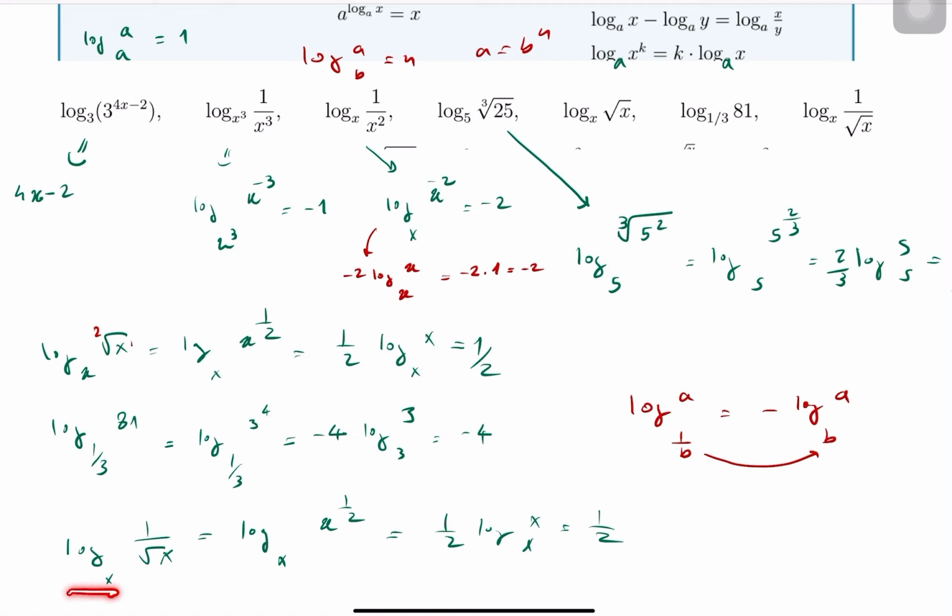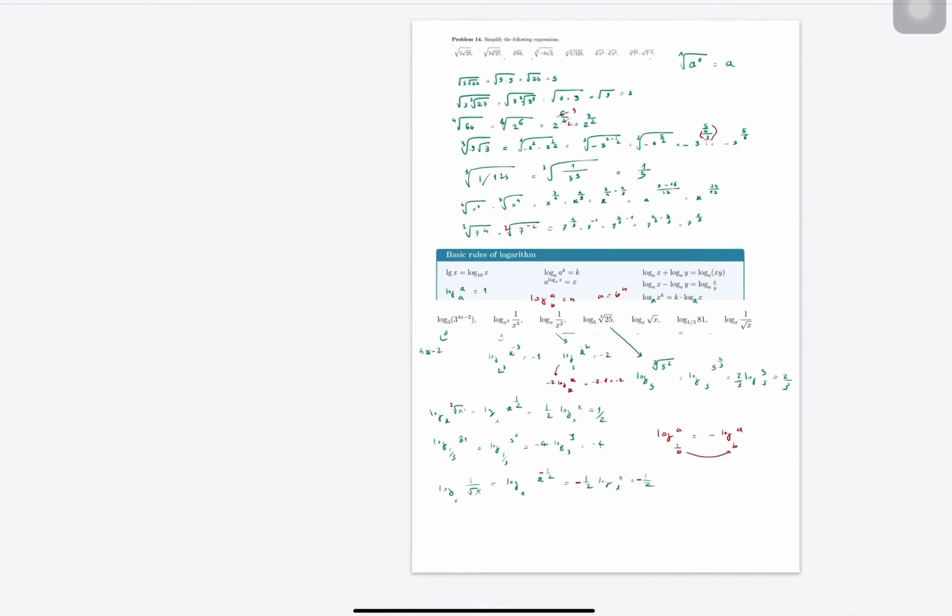Log x and 1/radical x, and radical x I can change to 1/x to the power half, and because it is down I have to put it up, it's -half. Then this power goes out and the result will be -half, because it is 1/radical x, not radical x.